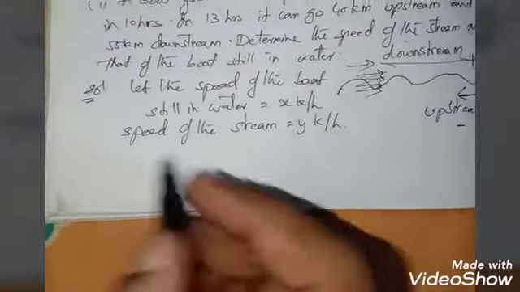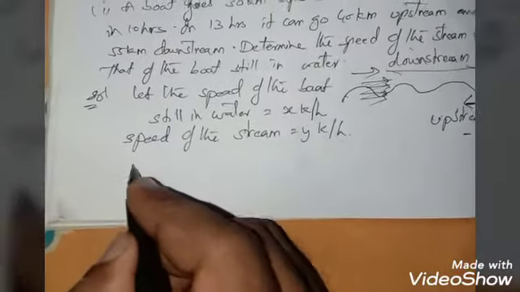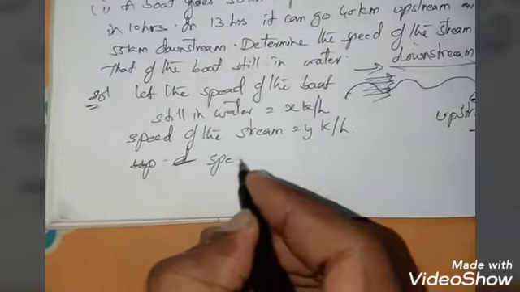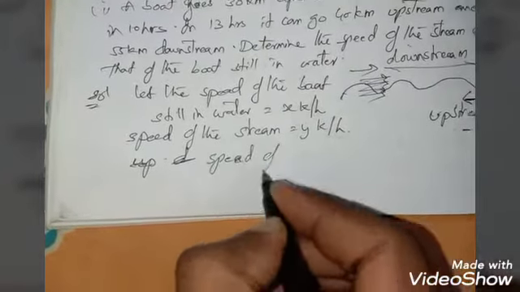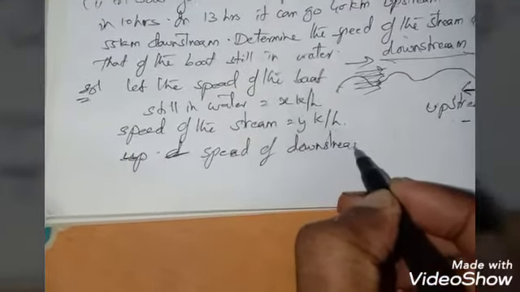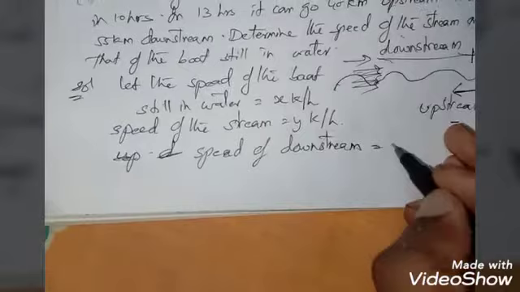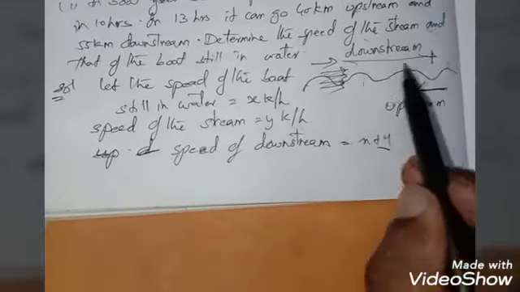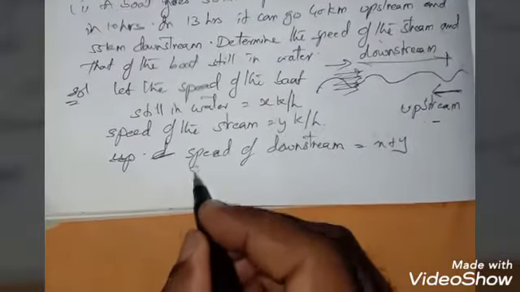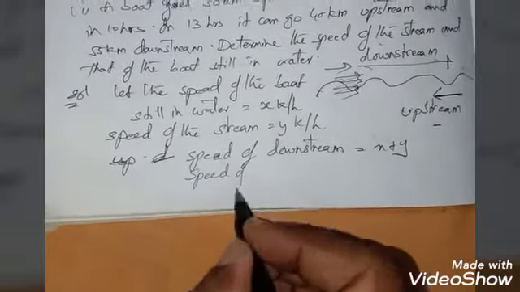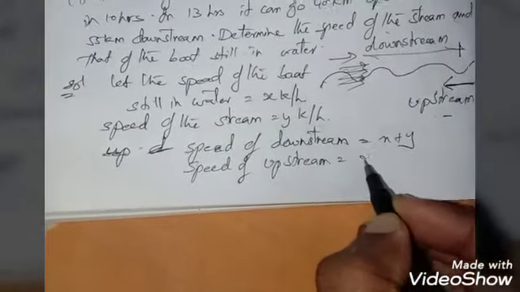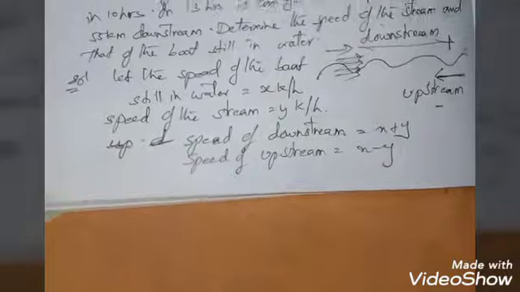So what is the total distance? As per your formula, for downstream, the speed of downstream is equal to x plus y, as we already showed in the diagram. Downstream we are taking positive, and the speed of upstream is equal to x minus y, right?